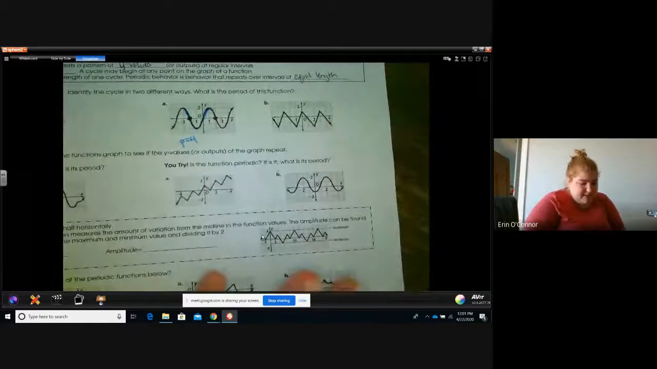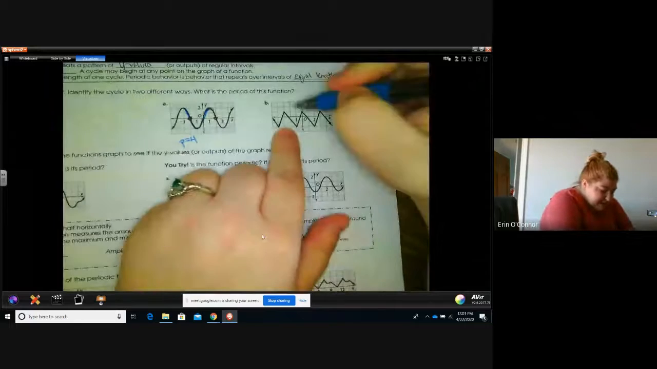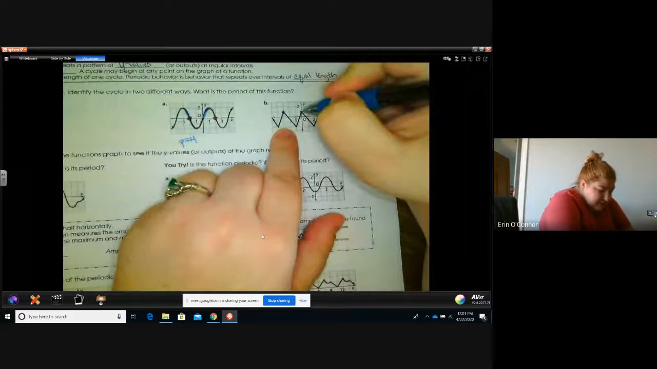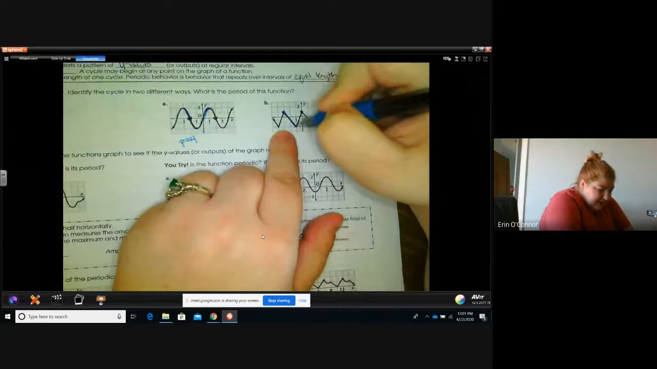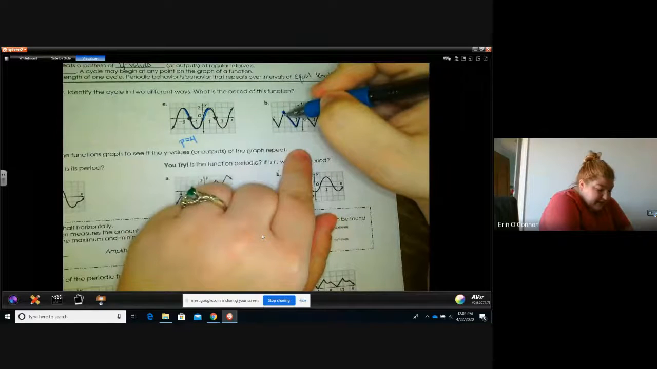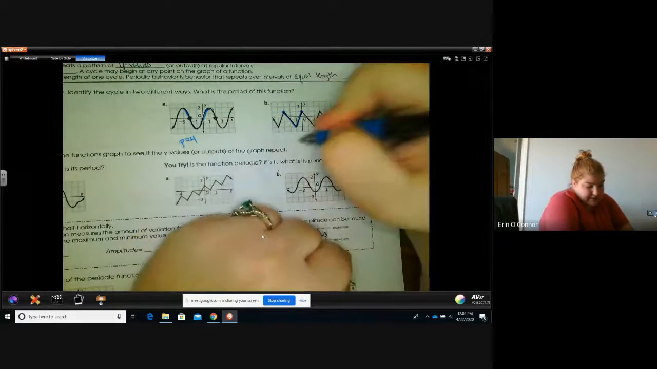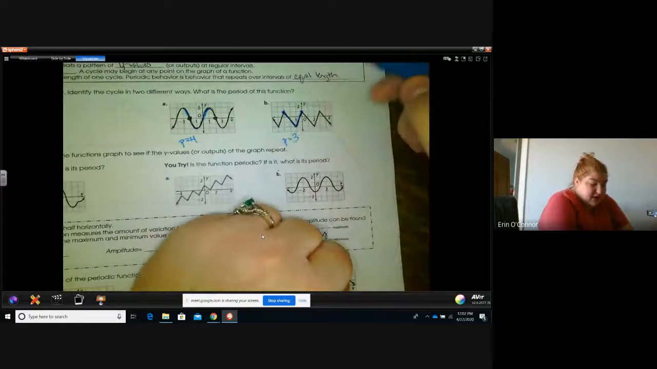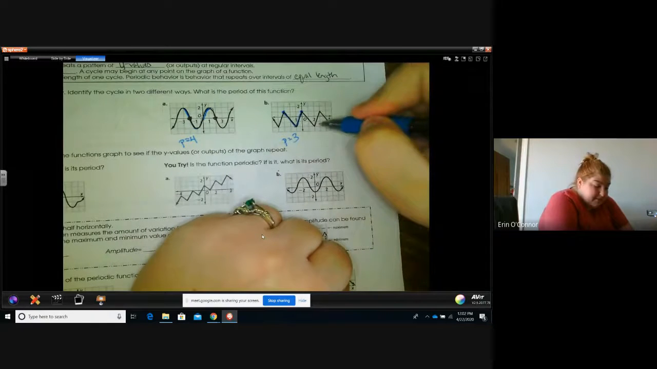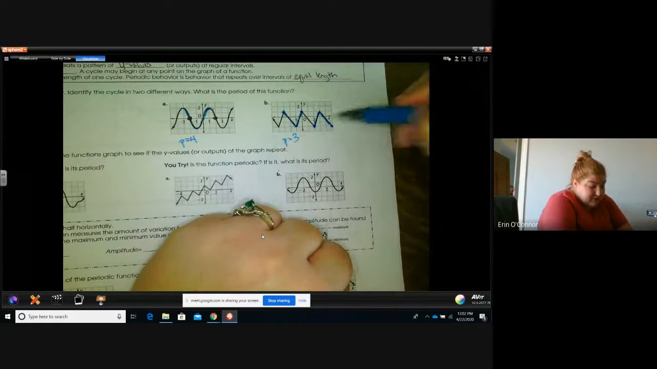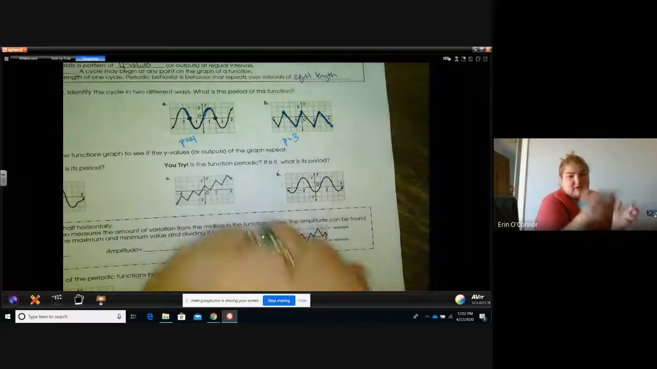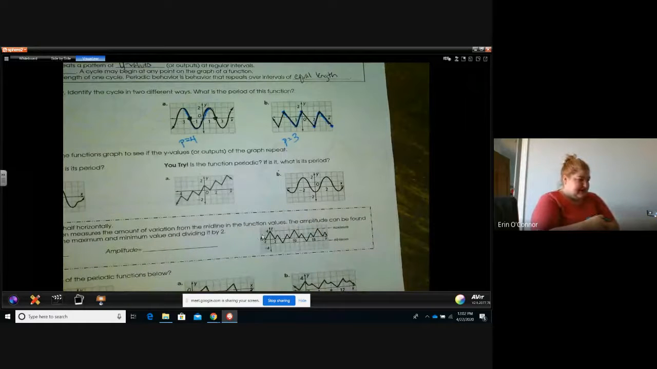Let's look at B. B, if we go from maximum to maximum, from here to here, we go from -3 to 0. So our period is 3 units. You could also choose to go from minimum to minimum. We haven't done that one yet. And from minimum to minimum, it's from 2 to 5, which is also 3 units. The distance is 3 units.